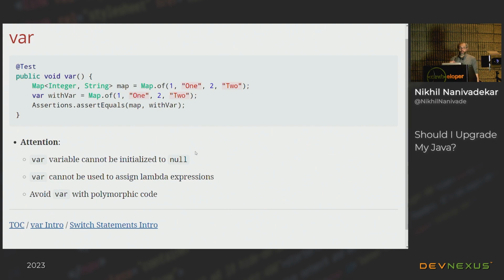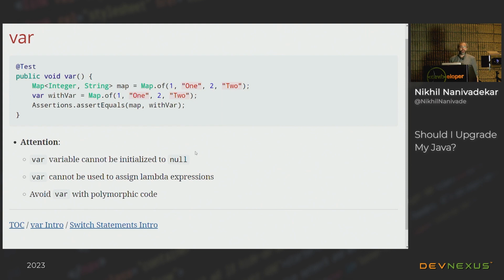Now a few things to pay attention to, because you all might start saying, hey, we are going to replace everything with var. Again, up to you. I personally prefer just writing the types, other than when I'm presenting, because it's easier. But essentially, it cannot be initialized to null. So that's important. You can't say var equal to null. It cannot be used to assign lambda expressions either.